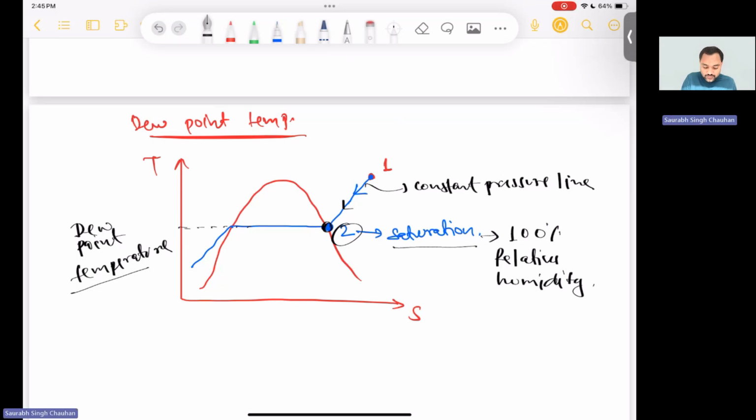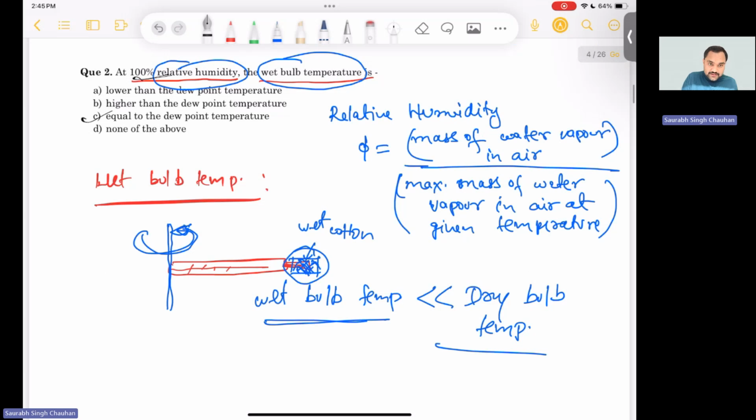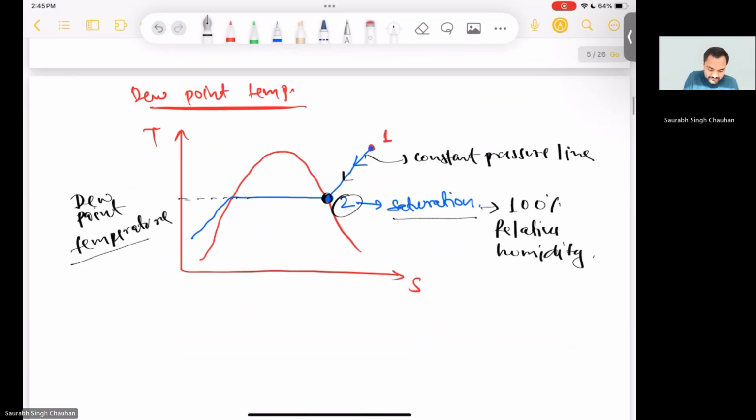So at this point 2, the wet bulb temperature will be equal to the dew point temperature, right? Because this is our dew point temperature and the same is the wet bulb temperature, right? We have to focus on this point 2.